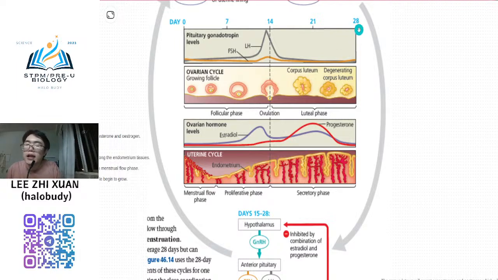Some will have until 31, 32. Some maybe earlier, 27, 26, like that. But it cannot be too early and cannot be too long. If it is too early or too long, maybe there is some problem in your hormone level. Okay.